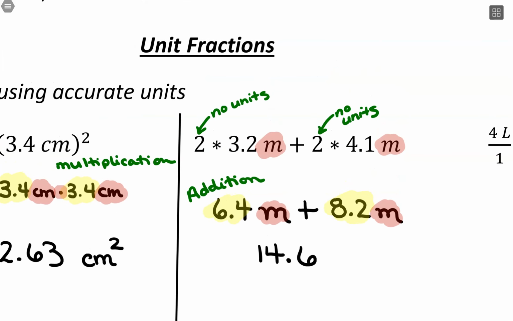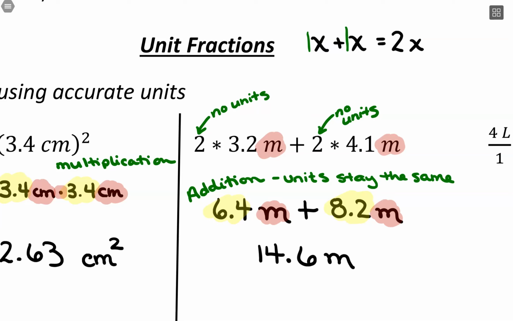Now, if you've seen this with algebra before, like say we had x plus x, what that would turn into is just 2x. The 2 is coming from the fact that we have one of these x's plus another one. So we add those numbers together to get the 2, and then the x just stays the same. It's like if I have 1 apple plus another apple, we end up with 2 apples. Same idea here. If I have 6.4 meters plus another 8.2 meters, then I have a total of 14.6 meters, not squared. So with addition, units stay the same.